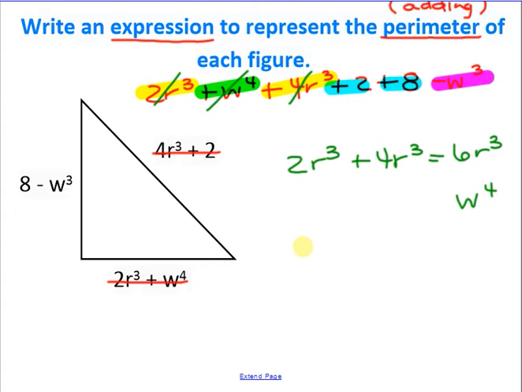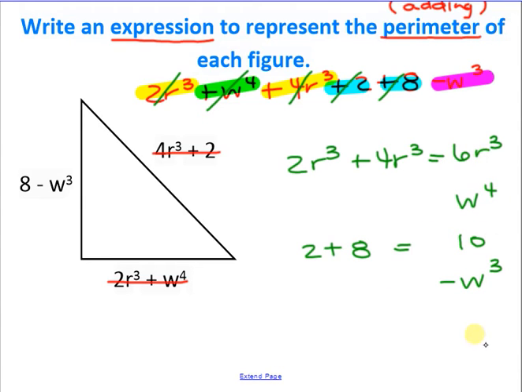Then I have my blues here. 2 plus 8, which is 10. Those are easy. And then this guy has nobody to combine with either. But what's important about him is what's in front of him. Minus w to the third power. So he's a negative. So he's going to have a minus in front of him.